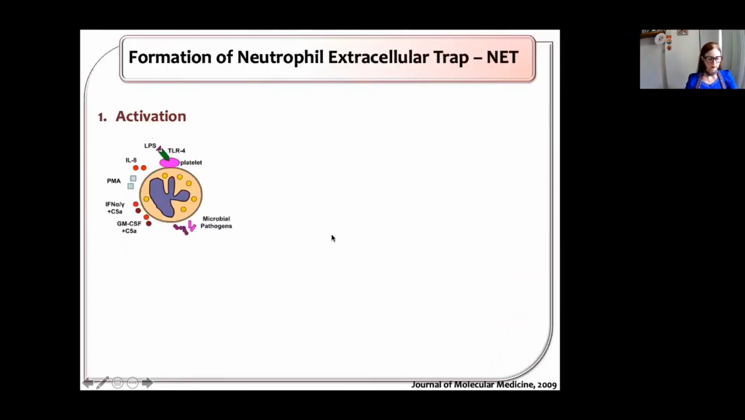So just briefly, because we already know a lot of things about NET formation, but still there are several gaps in understanding all the processes related to this new death mechanism. We do know that there are several activators of the neutrophils, like microbes, IL-8, LPS, and activated platelets.